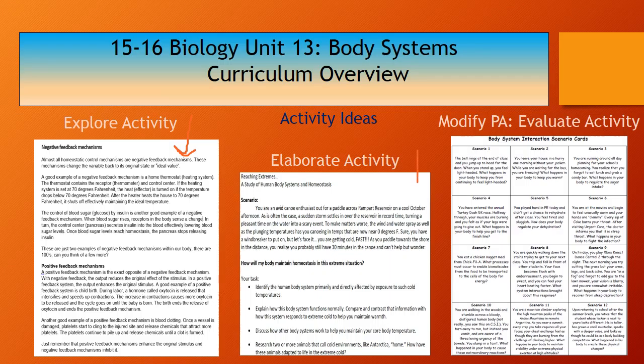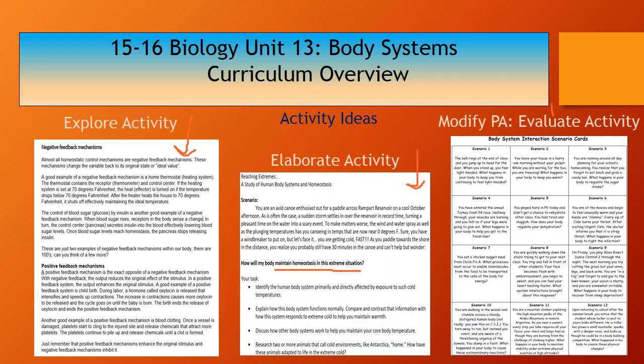Here is a really great elaborate activity. You give them a scenario and they have to address how your body will maintain homeostasis in this extreme situation. And so they have to deal with a whole lot of different functions that we've addressed in the SE. So this is a great elaborate activity, and it extends it and it's relevant to the real world.